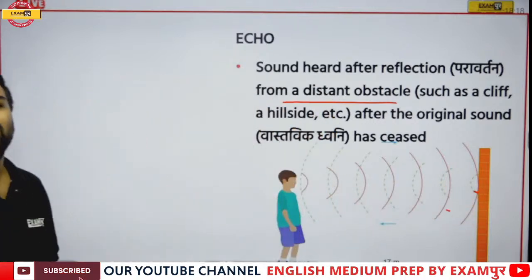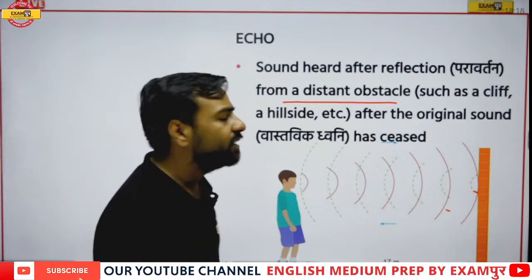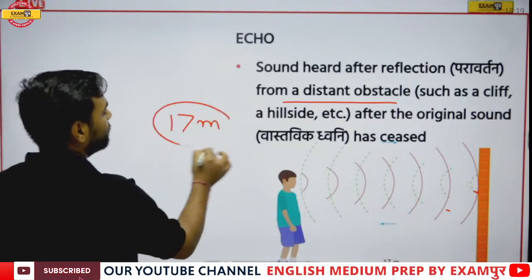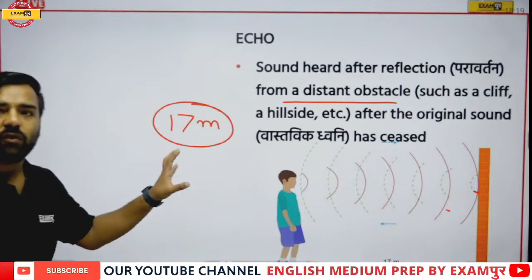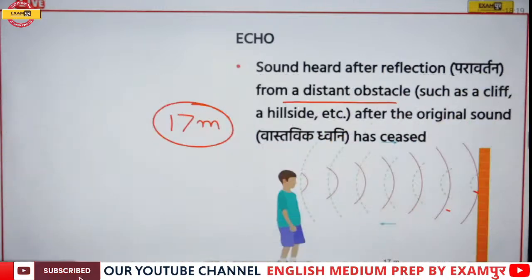Now this is a question which is asked in the examination. What is the minimum distance that is required? The minimum distance that is required is 17 meters. Very important. Please do not forget, because this is directly asked in the examination. So yes, this was echo.